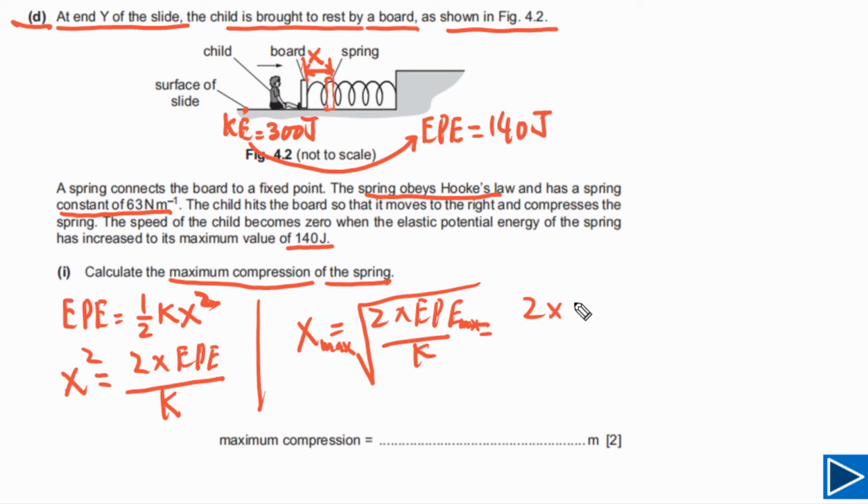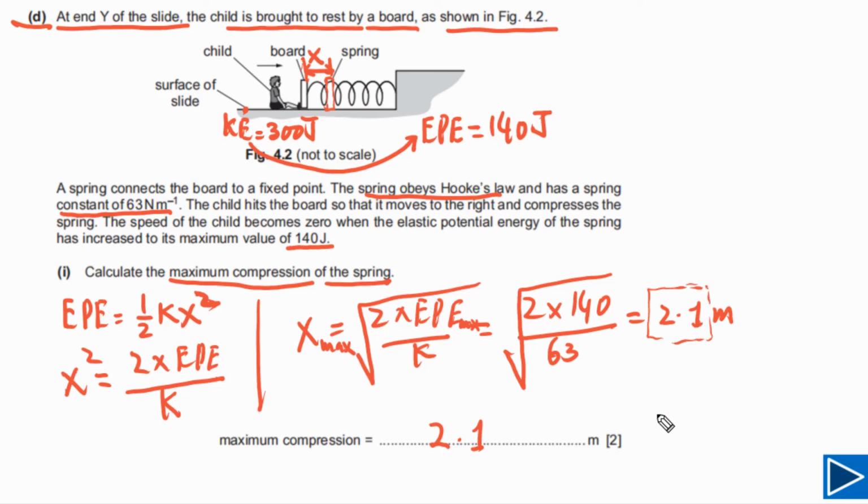Now simply we can plug in these values. EPE is equal to 140, k is equal to 63 newtons per meter, and our final answer will be 2.1 meters. So this is our final answer. It means the spring will be compressed by this much, 2.1 meters. This question has 2 marks. The first mark you get if you have written this formula. So this is the C mark, and the second mark is the answer mark. If you have got the right answer, you will get the second mark.